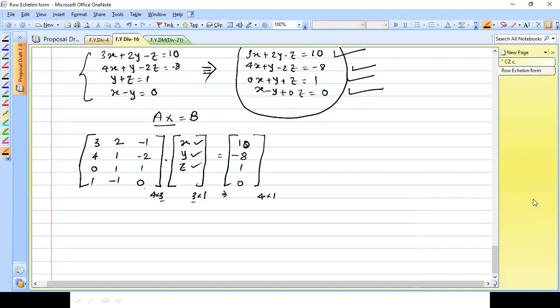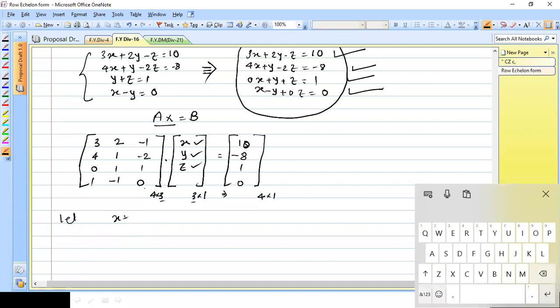Now the most interesting concept comes here. What is that concept? Suppose you have two equations, x plus y is equal to 2 and x minus y is equal to 0. Can someone tell me the solution of these equations? 2x is equal to 2, so x is equal to 1, and y is equal to 1. So we have a unique solution here.